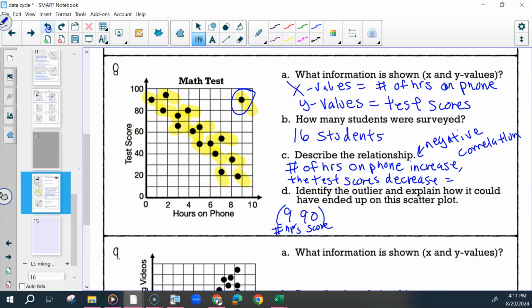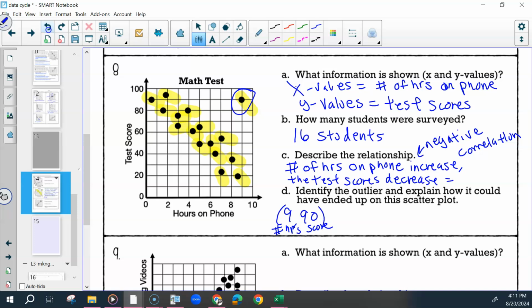Right. And then if we were to explain how it could have ended up on the scatter plot, maybe they studied so much, maybe on their phone, that they were able to do well on the test. Or, and definitely not suggesting this, they used their phone while on the test. Who knows? Could be either of those. I'm not going to rank all of that, but it could have been either of those.